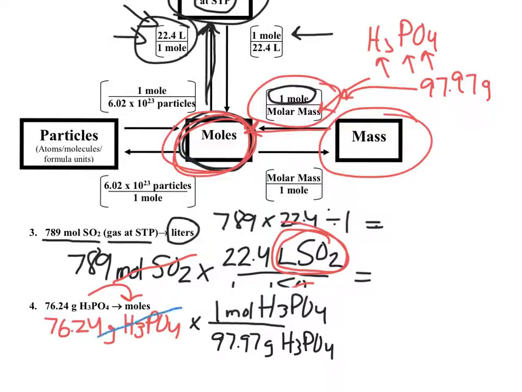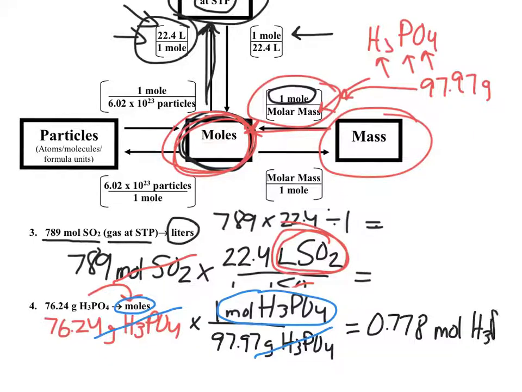All right, the beautiful thing, grams of H3PO4 cancel out. I'm left with moles, which is exactly what I was trying to solve for. So I'm going to plug that in. Remember to multiply by the top, so 76.24 times 1, and you always divide by the bottom, which is divided by 97.97, and you end up getting an answer, and check to make sure that your calculator work is the same as mine, is 0.778 moles of phosphoric acid, H3PO4.